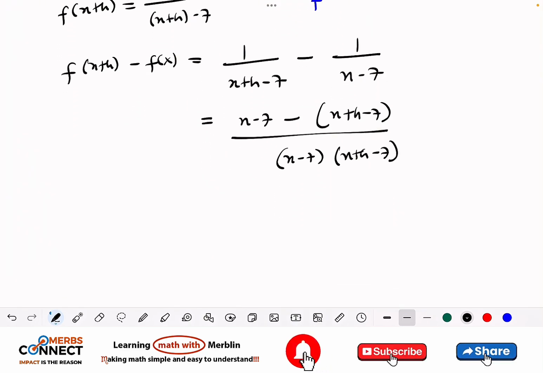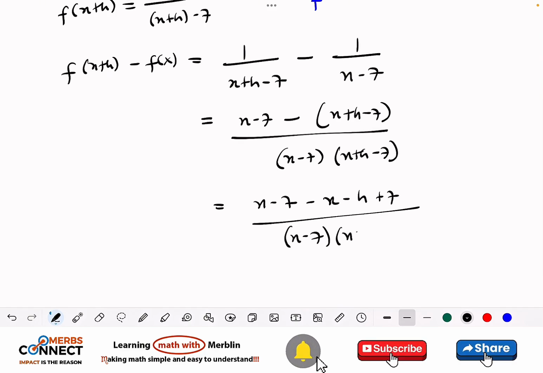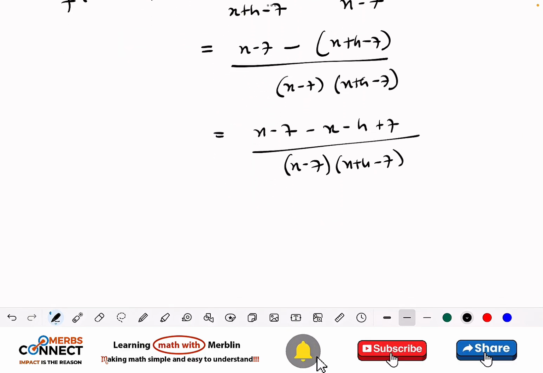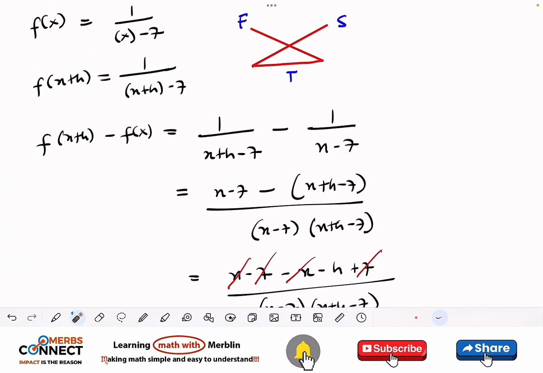So this is what I'm going to get. It's very simple with my diagram. So x minus 7 multiplied through by the minus, we are going to have minus x minus h plus 7, divided by x minus 7, then x plus h minus 7. Let's simplify. This will cancel, this will cancel, this will cancel. So now we are left with minus h divided by x minus 7, then x plus h minus 7. So we are done. Here, h is standing alone.